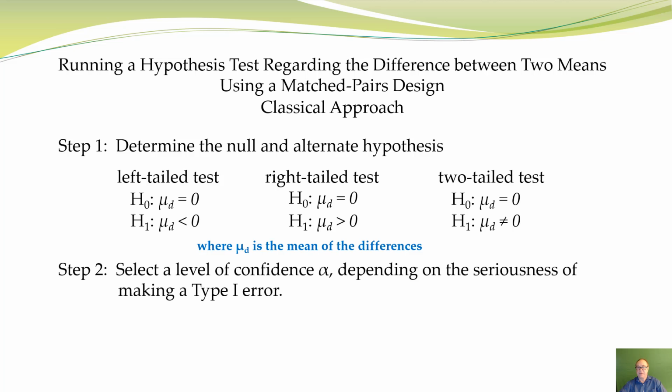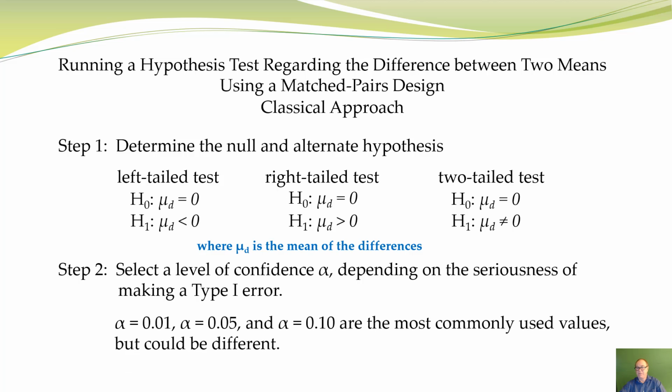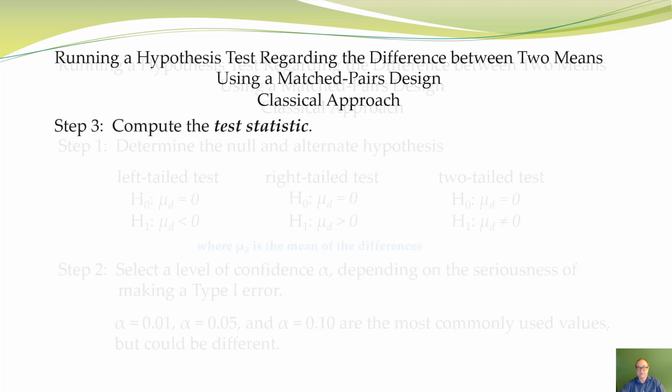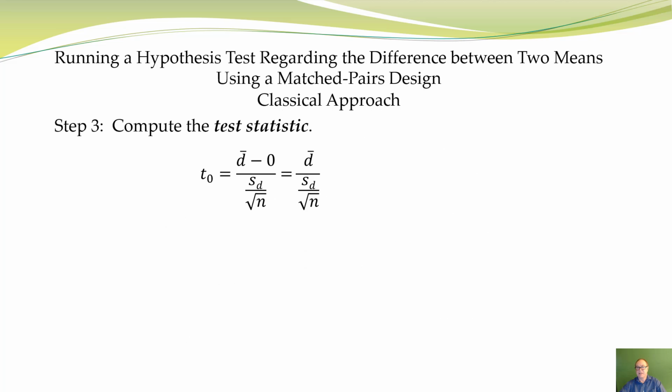Step 2, the level of significance is still the same: 1, 5, 10 percent. The test statistic this time would be t naught equals d bar, which is the mean of the differences, minus 0, which would just be the mean of the differences, divided by s sub d, the standard deviation of the differences, divided by the square root of n, the sample size.